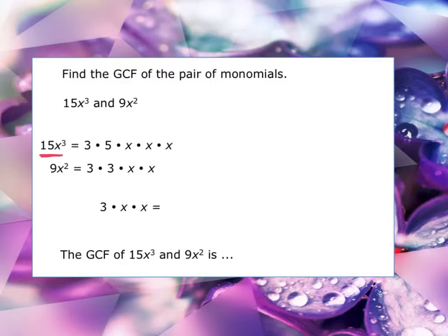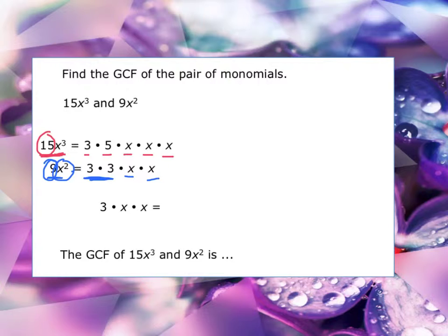Notice that we broke down the 15 first, and we got 3 and 5. Then we broke down the x to the third by writing them as factors. So that means we have 3 x's. For 9x squared, we looked at the 9 first, and we broke that down into prime factors. So we got 3 and 3. Then we took x squared, and we wrote that twice, so we got x and x.